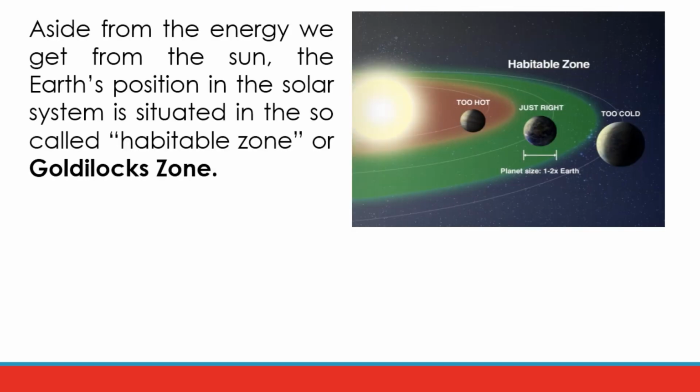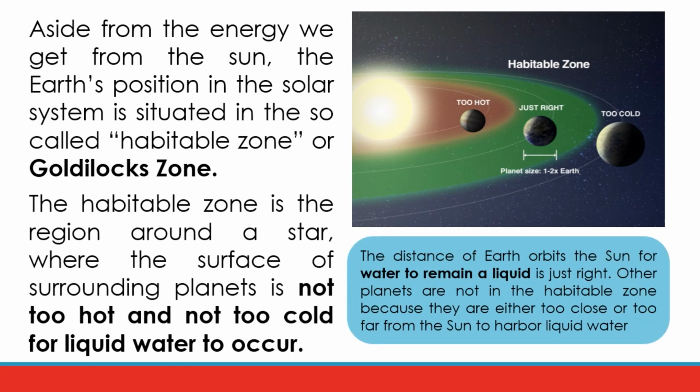Aside from the energy that we get from the Sun, the Earth's position in the solar system is situated in the so-called habitable zone, also known as the Goldilocks zone. The habitable zone is the region around a star where the surface of surrounding planets is not too hot and not too cold for liquid water to occur. The distance of the Earth from the Sun is just right for water to remain liquid. Other planets are not in the habitable zone because they are either too close or too far from the Sun to harbor liquid water. And life as we know it requires liquid water.